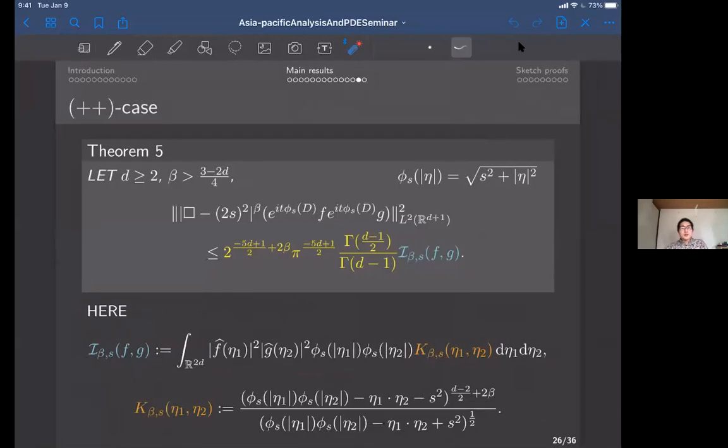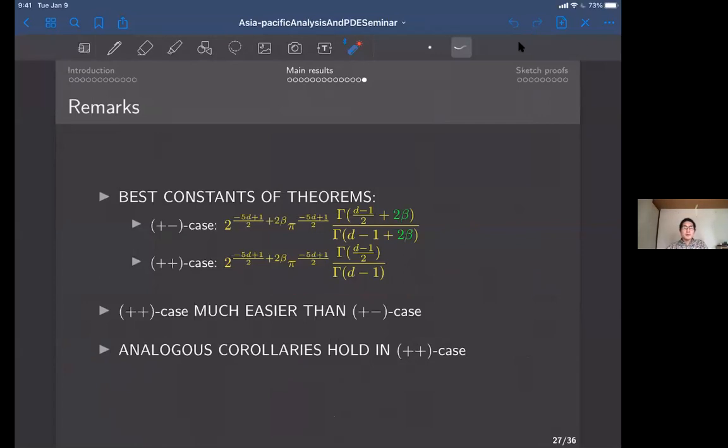There is also an analogous result for the plus case. So you have a plus wave and plus wave this time, and everything is the same, like the beta, the blue part and the kernel, except this beta and this constant. The range of beta is actually widened. So plus has nicer properties. And the best constants are these two. The differences are this green part.